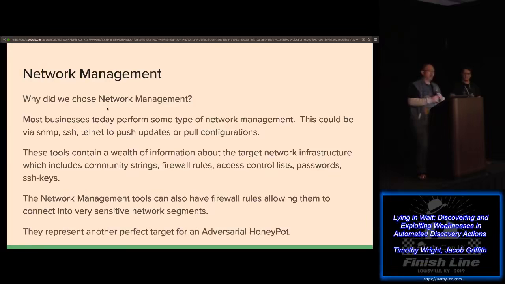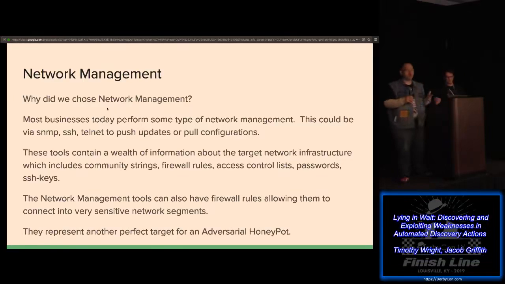The network management tools as well. So again, when we started thinking about these features and looking at vulnerability management and network management, this is where you're going to see your Cisco infrastructure, your firewalls, things like that being managed. And so for us to look at these tools, they're going to have a lot of access, SNMP community strings, SSH access a lot of times.